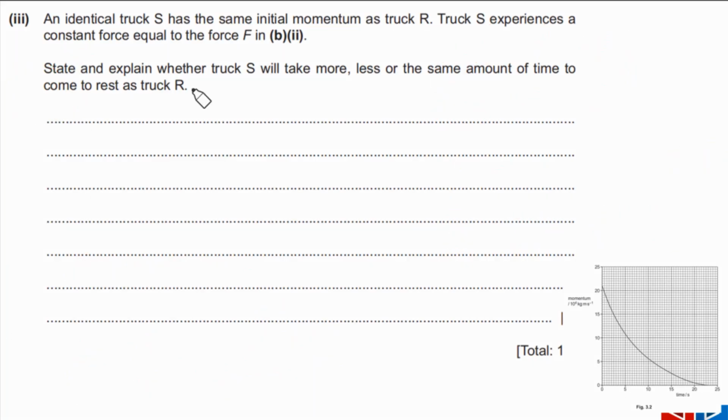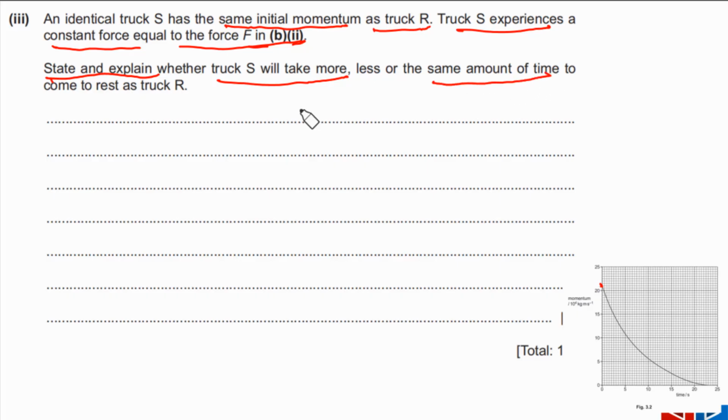Okay, for this part, an identical truck S has the same initial momentum as truck R. Truck S experiences a constant force equal to force F in B2, meaning the value of the force we calculated in the last part is the same force it experiences. So that is the constant force it experiences all the time. State and explain whether truck S will take more, less or the same amount of time to come to rest as truck R.